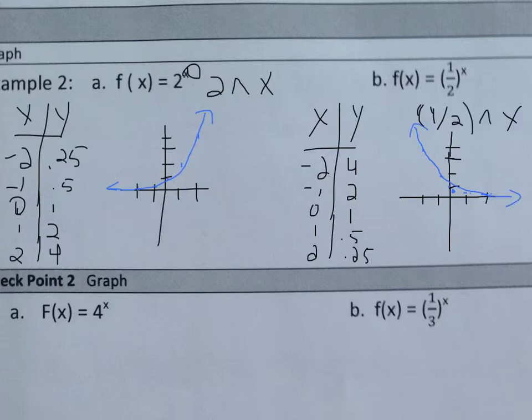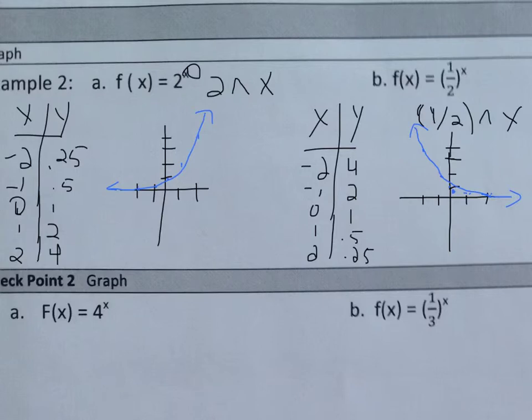And you can see it's reversed. So when we get a fraction raised to an x, a fraction exponential graph, the curve is going in the reverse direction. The asymptote is still the x-axis, though. And that's not going to change until we start shifting up and down.